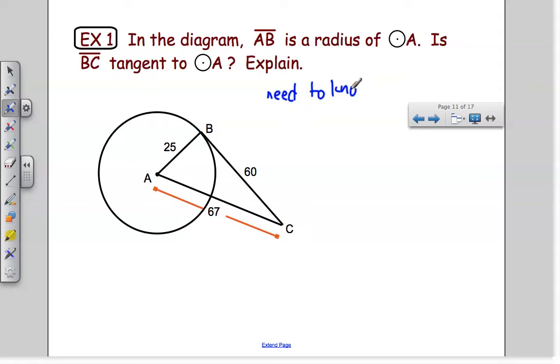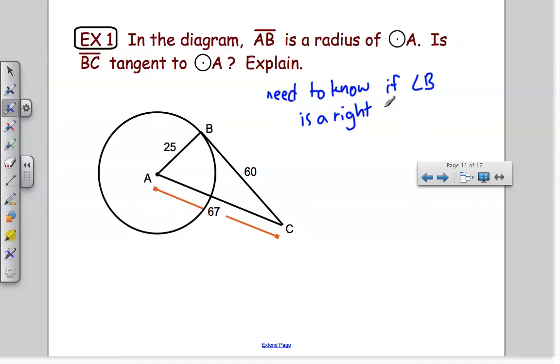So I need to know if angle B is a right angle. Because if it is, then this thing is definitely a tangent line, right? If that is a right angle where the radius meets the point of tangency, the maybe point of tangency, I should say, then it would be a tangent line. But how am I going to check if this is a right angle? Basically, test if you have a right triangle.